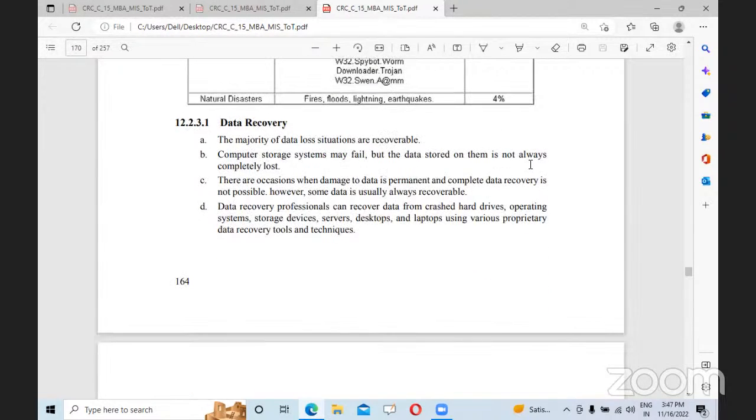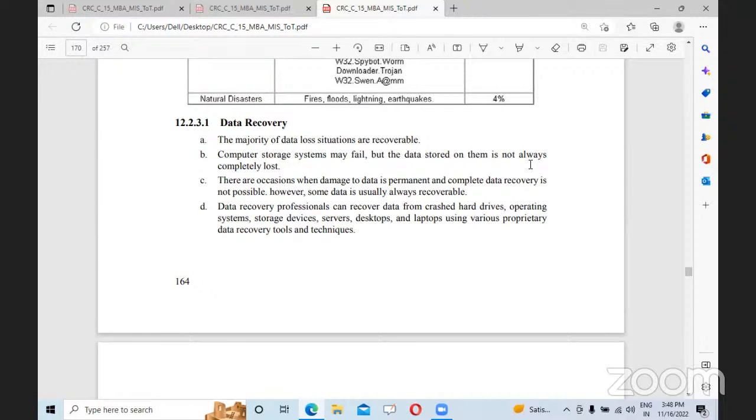Data recovery. The majority of data loss situations are recoverable, and computer storage systems may fail, but the data stored on them is not always completely lost. There are occasions when damage to data is permanent and complete data recovery is not possible. However, some data is usually recoverable.